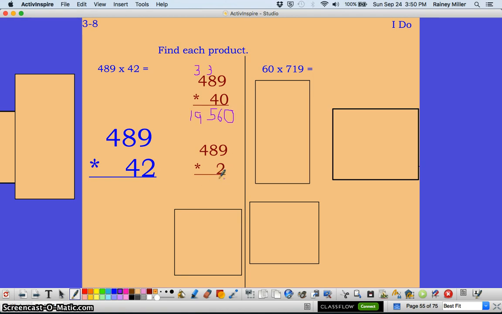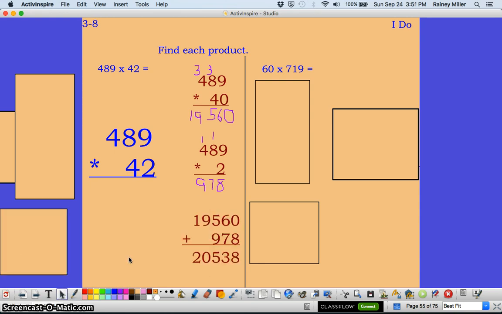Then I'm going to add it to whatever I get for the answer for this part. So 2 times 9, that's my 18. 2 times 8, 16, plus 1, that's going to be 17. 2 times 4, that's going to be 8, 9. So then I have all of my numbers here. Now I'm going to add these together, and that will give me my answer.